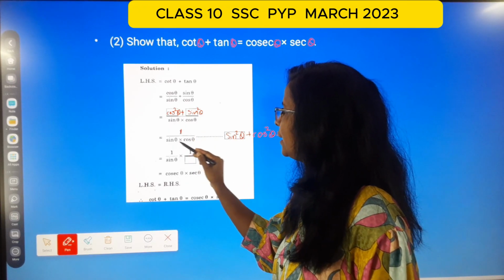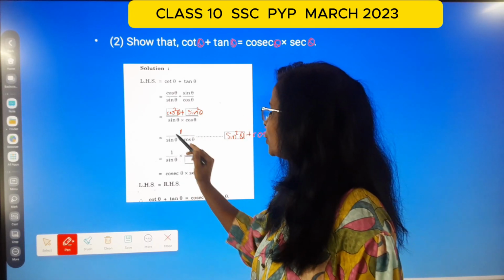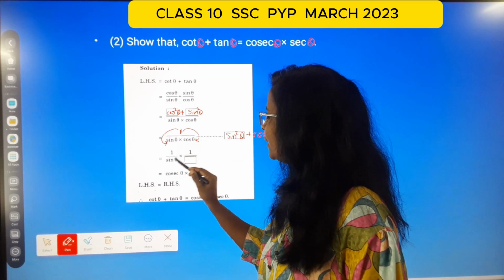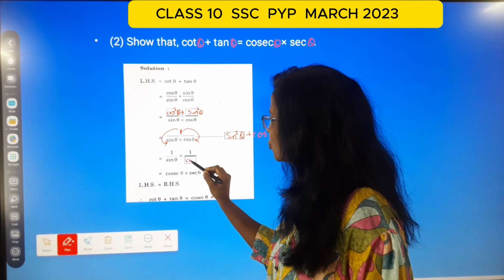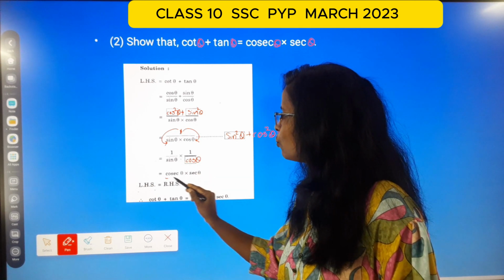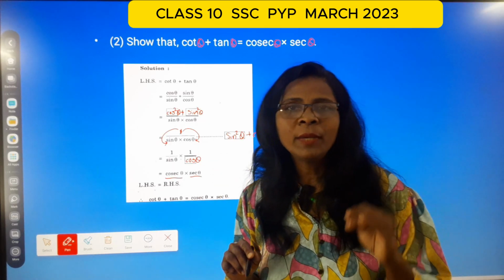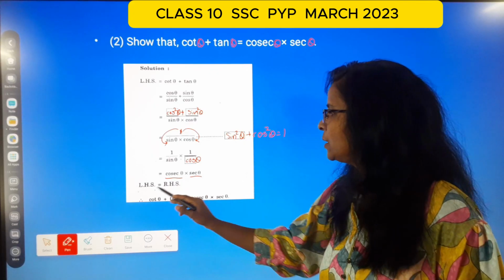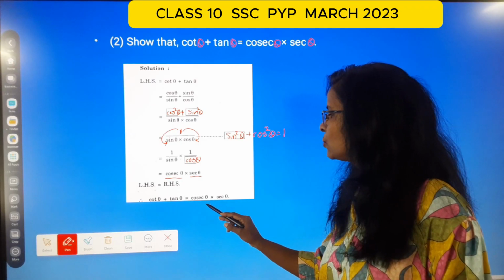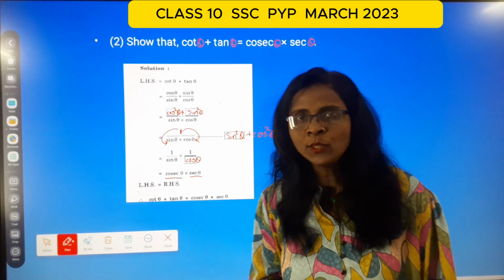So 1 upon sin theta multiplied by cos theta. Then the next step is the bifurcation: 1 upon sin theta multiplied by 1 upon cos theta. Which is equal to cosec theta, since 1 upon sin theta is cosec theta, and 1 upon cos theta is sec theta. It is nothing but the right hand side. So LHS is equal to RHS. Therefore cot theta plus tan theta is equal to cosec theta multiplied by sec theta. Hence it is proved.